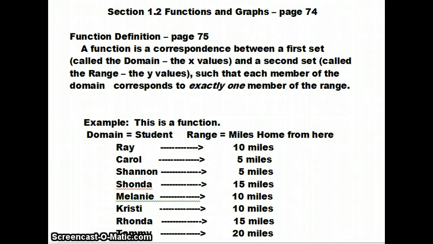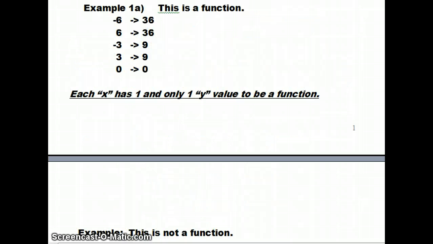An example of something that's a function is if the domain is students, so the x values are students, and the range is the miles that you're away from Baker, let's say. Then Ray is 10 miles, Carol is 5 miles, etc. That just means that Ray will not be 10 miles from Baker and 20 miles from Baker. He is only associated with one distance from Baker.